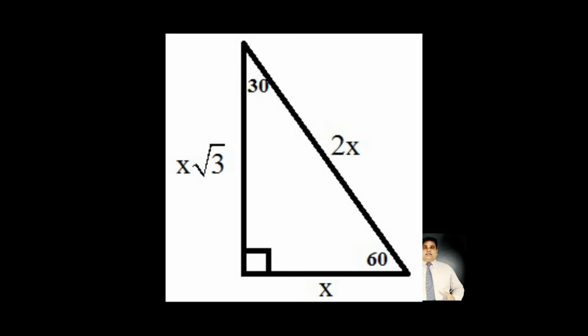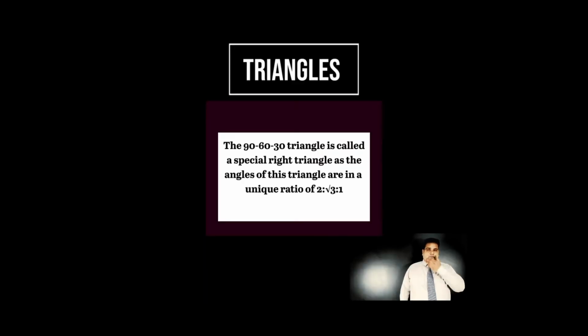If you get confused, you can always prove it using the Pythagoras theorem, and then you can easily get the ratio right. 2 square is 4, equal to root 3 square, which is 3, plus 1 square, which is 1. So left hand side is equal to right hand side, 4 equals 4. So remember, the 90, 60, 30 triangle is a specific right angle triangle where the ratio of the sides is 2 is to root 3 is to 1.